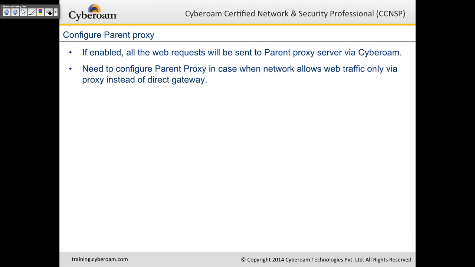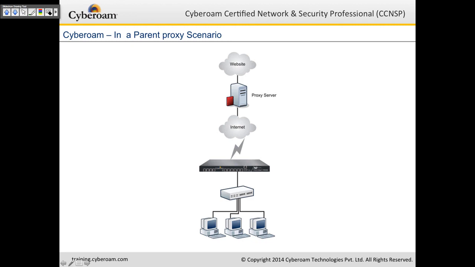Now this is what I was talking about, how to deploy Cyberoam in parent proxy. Now let's assume your customer or your client, or you have got a requirement that you need proxy caching, which Cyberoam can't do. So what you do, you enable parent proxy in Cyberoam. So once enabled, all the web requests will be sent to the parent proxy server via Cyberoam. And no need to configure parent proxy in case when network allows web traffic only via proxy instead of a direct gateway. So you've got an external proxy server which does caching, not a problem. The browser can still point to the proxy server and Cyberoam will intercept the request, apply the security policies, do the authentication, and forward it to the external proxy server for caching.